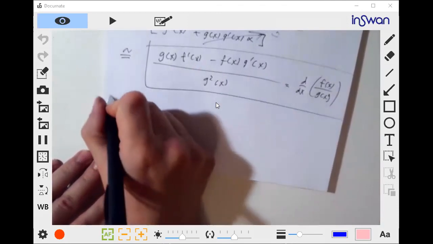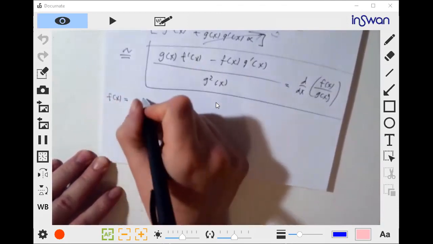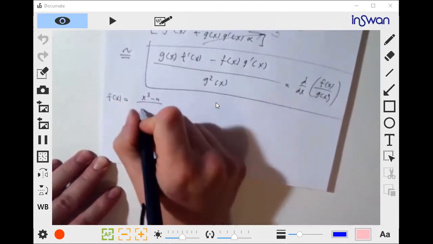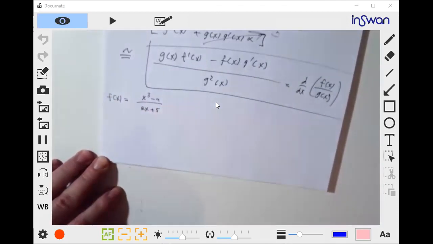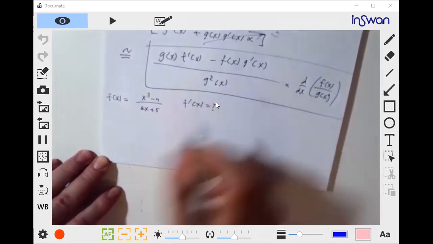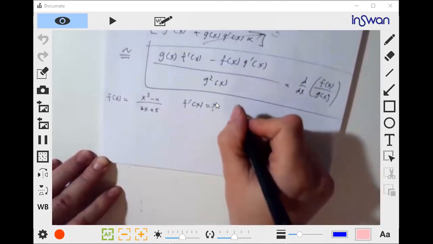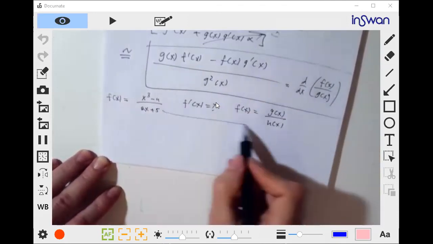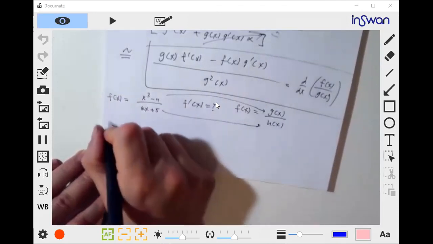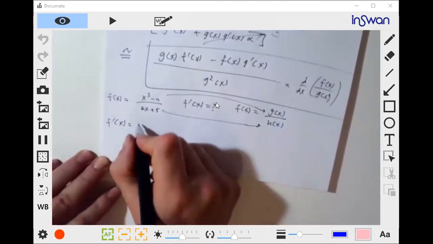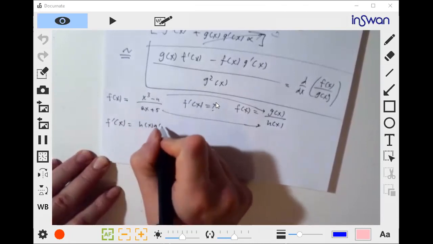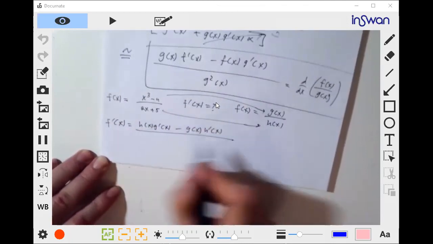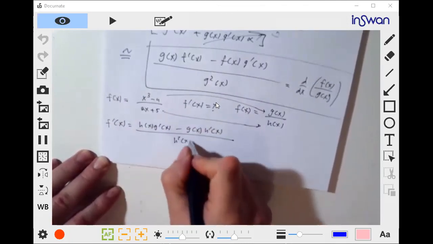How do you apply this? Well, let's say we got a function f of x is equal to x cubed minus 4 divided by 2x plus 5. What is f prime of x? Well, if we say f of x is a ratio of some, let's say g of x over h of x, where this is h of x and this is g of x, we know by the quotient rule f prime of x is equal to bottom times derivative of the top minus top times derivative of the bottom all over the value of the bottom squared.